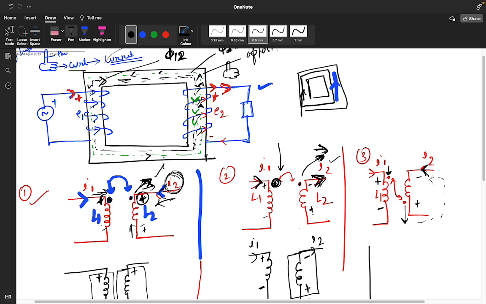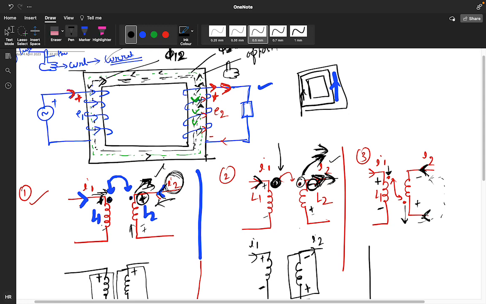Here what is happening, this is my dot, current is entering in the dot terminal and it is leaving from the dot terminal. If it is leaving from the dot terminal, and the current directions they had given are these directions only, so they are all the same only. So here what are we making? Negative. Yeah.